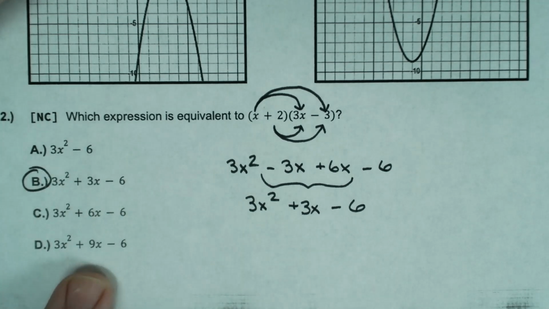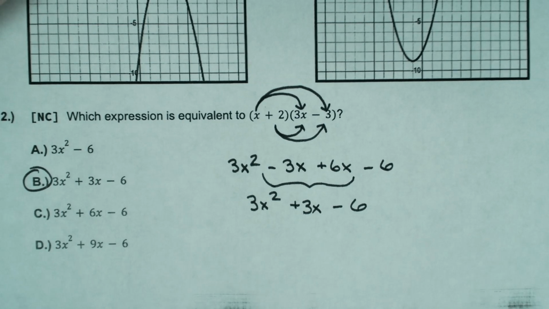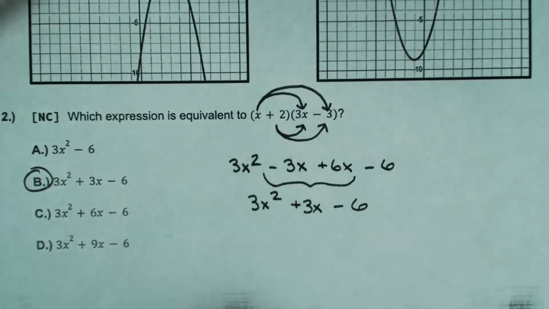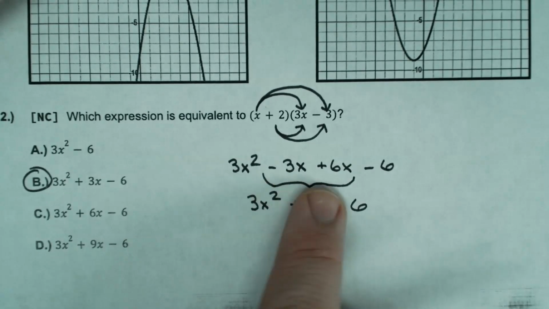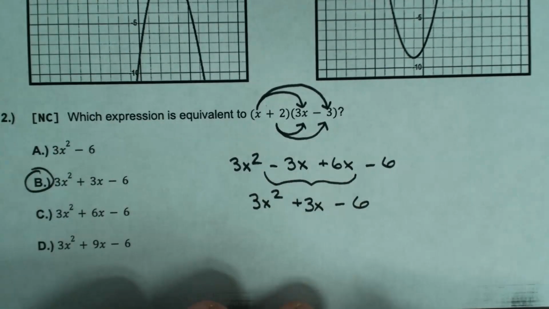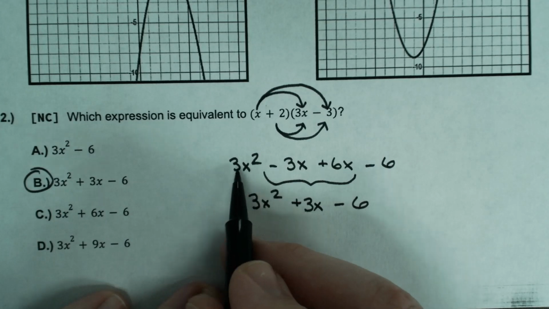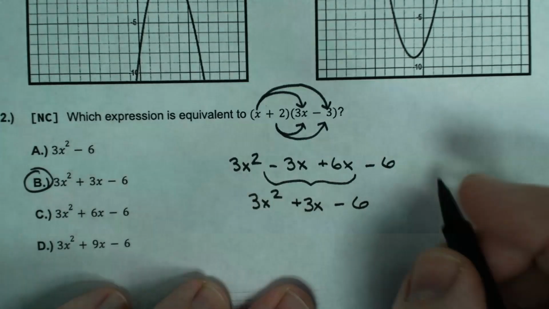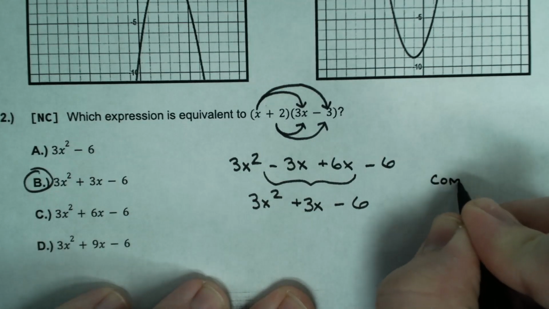Don't understand this part? Or in the middle? What I did, okay, that's a great question. 3x squared didn't have any other x squareds to combine with. Okay? Right here, all I did was combine like terms.